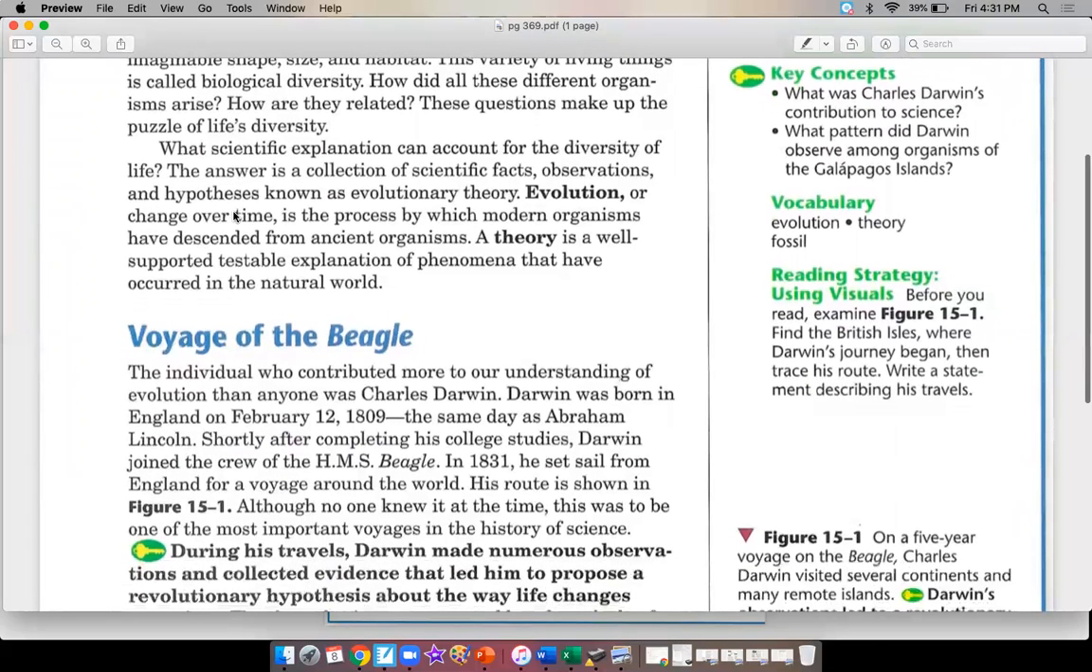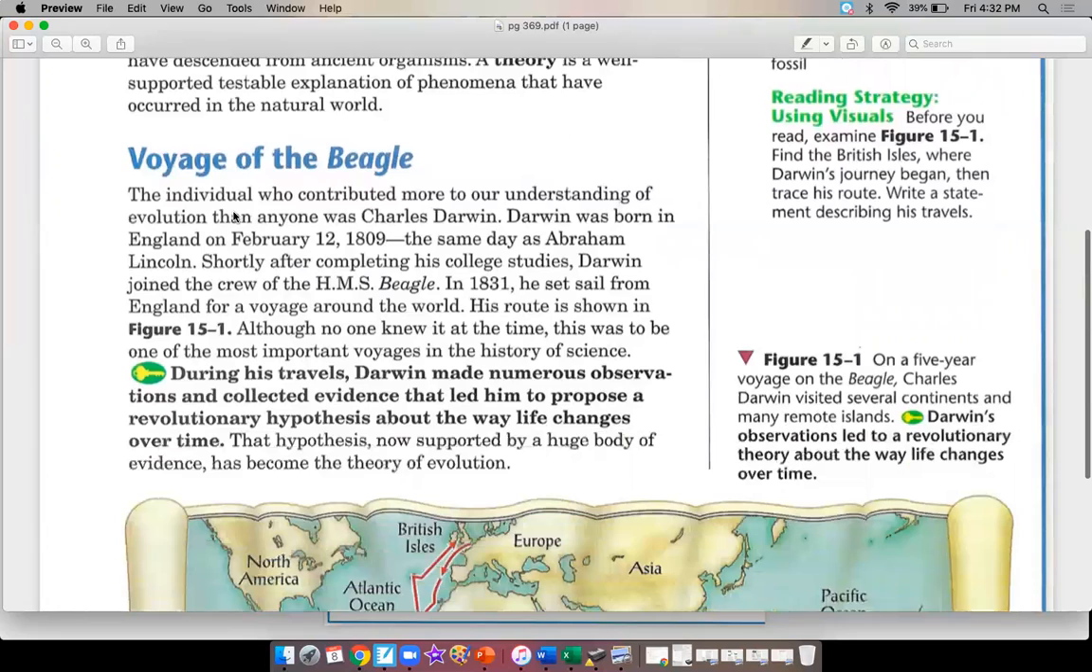Basically, evolution says change over time. At this point, we should be well aware, not just change, but change in the allele frequency of a species, or how the next generation looks different than the previous generation.